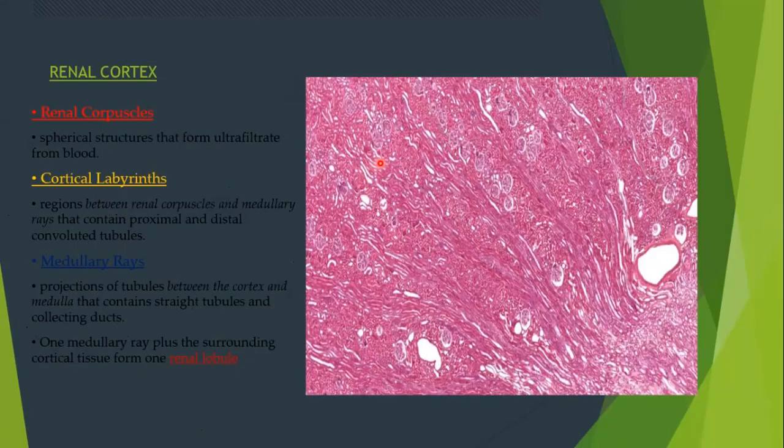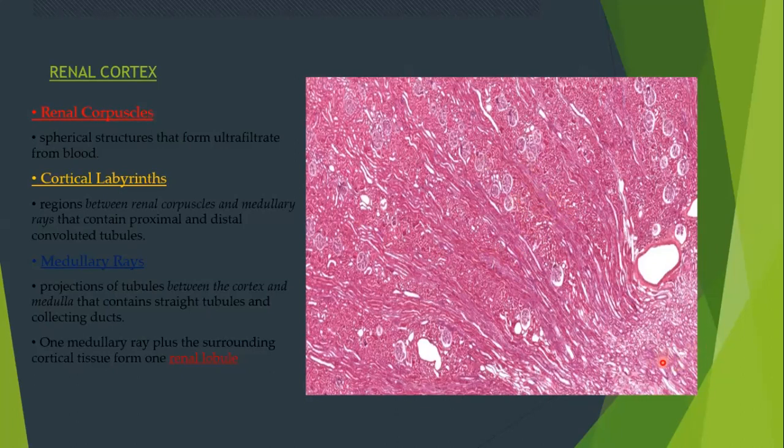Now, let's look at the renal cortex. In the renal cortex, you will find renal corpuscles. These spherical structures, like that one, that one, that one, those are your renal corpuscles, and they usually form ultrafiltrate from blood. Then we have the cortical labyrinth. Cortical labyrinth refers to the area of the cortex found between these renal corpuscles and the medullary rays. These are the medullary rays. The region between them is the cortical labyrinth, and it has the proximal and distal convoluted tubules.